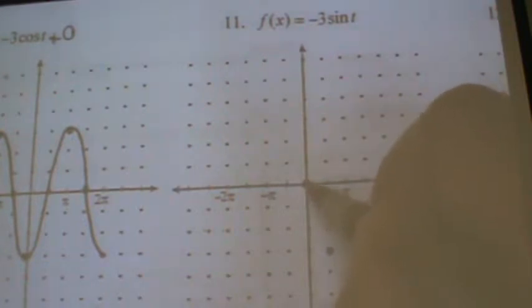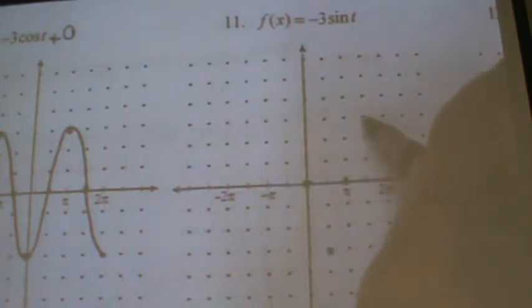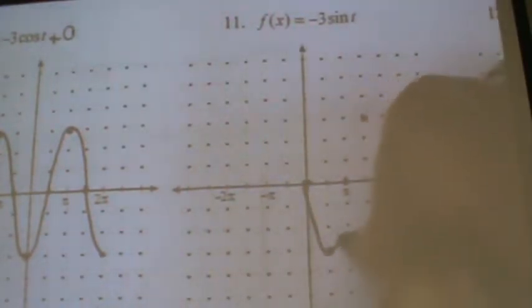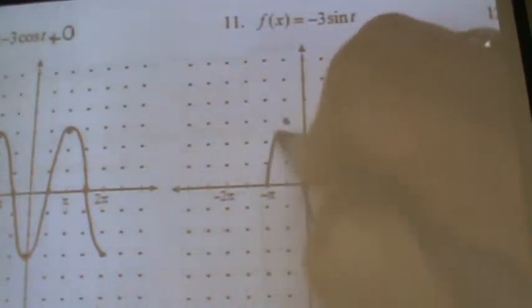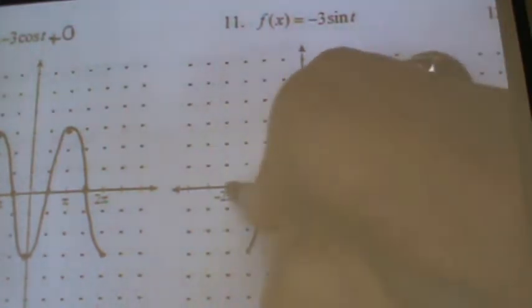So you're gonna still start there. You're gonna go down, and you're gonna go on, above, and on. So it's like backwards. And what makes it, it's a reflection over the x-axis because of that negative. You'd be multiplying all your y values by -3.